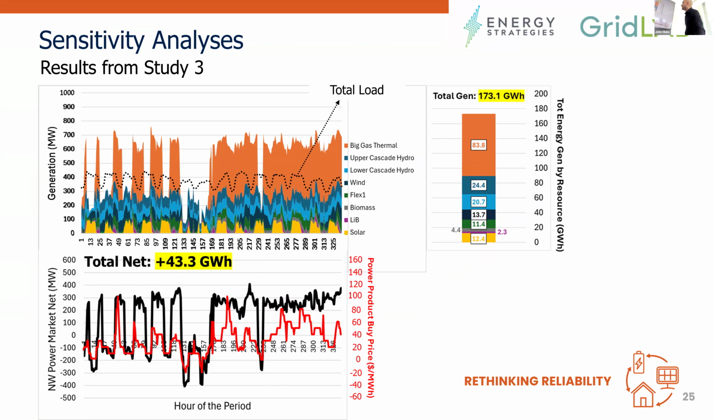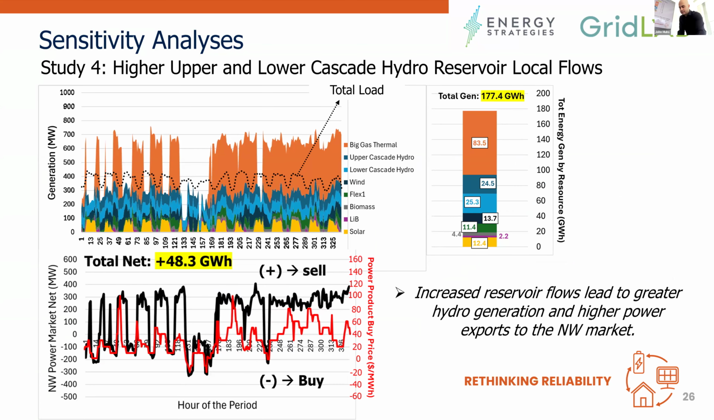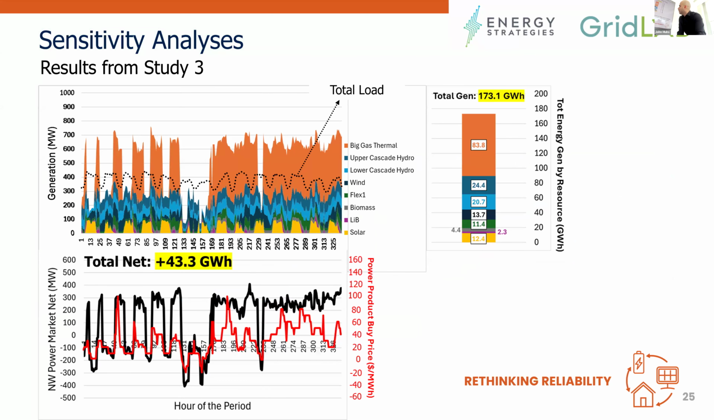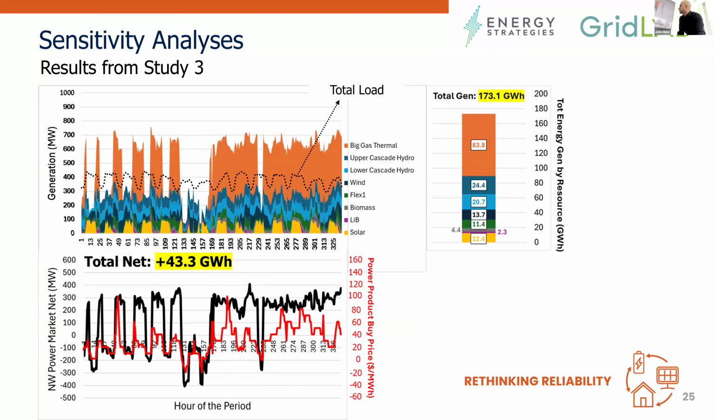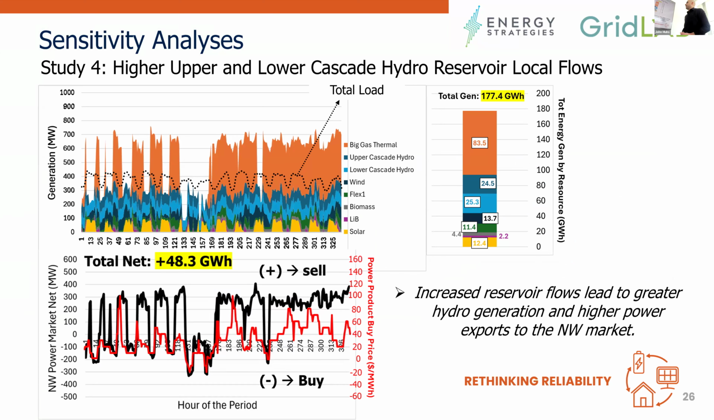Yeah, this is the results from study 3. If I go back and forth, you can see that we have more lower cascade hydro generation, but almost the same upper cascade hydro generation. And other resources also don't show significant changes. And we have an increase in the total net of exports because we have more generation. So we expect to see more revenue in the total system value number. I will show the objective functions in the next slides.